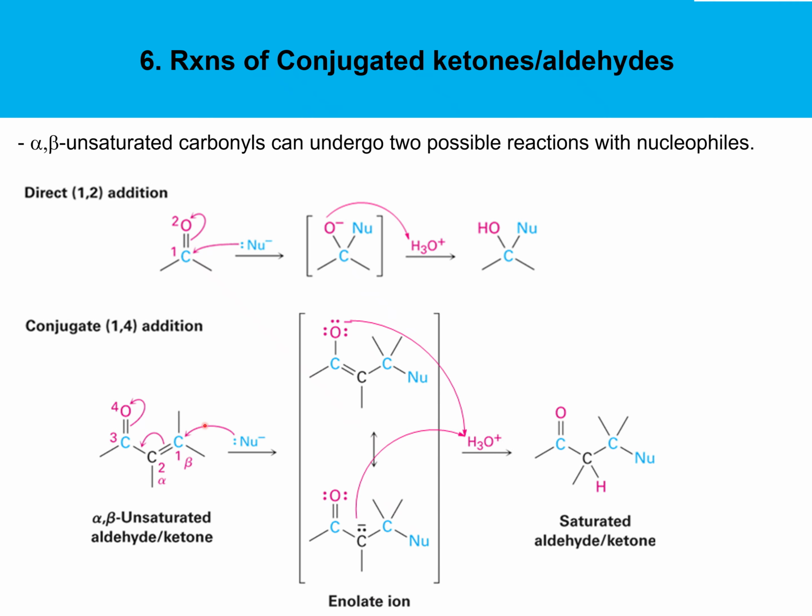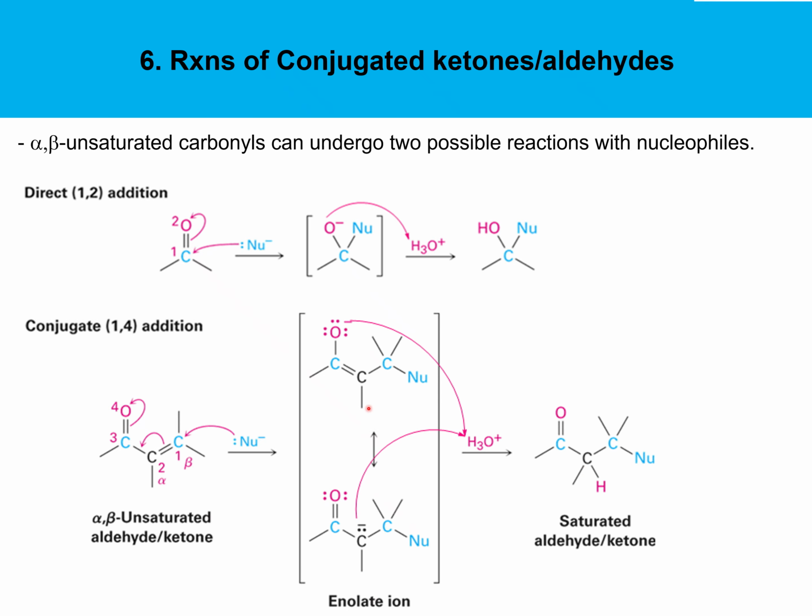The nucleophile can add to the beta carbon, or it can add directly to the carbonyl carbon. Adding directly to the carbonyl carbon, again, is called direct or 1,2 addition. Adding to the beta carbon is called conjugate or 1,4 addition. When a nucleophile attacks the beta carbon, the product that we obtain will look like this initially. So there will be a negative charge on the oxygen, which can be protonated to produce, at the end, this saturated aldehyde or ketone.